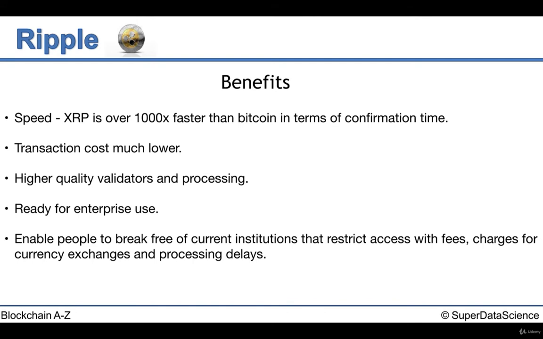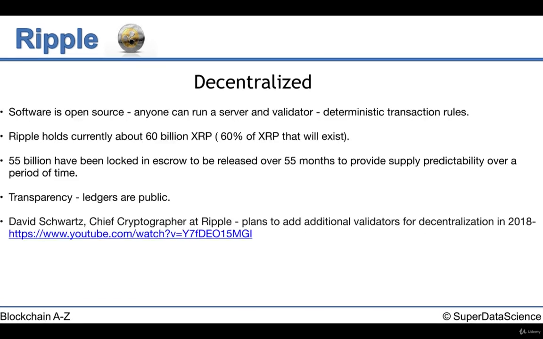So those are some pretty crucial benefits. You're talking about speed and lower transaction costs. Those are two key elements within cryptocurrencies. In addition, if you were worrying about more XRP being created, the transaction rules are deterministic and software is open source, so there's no way to create more.